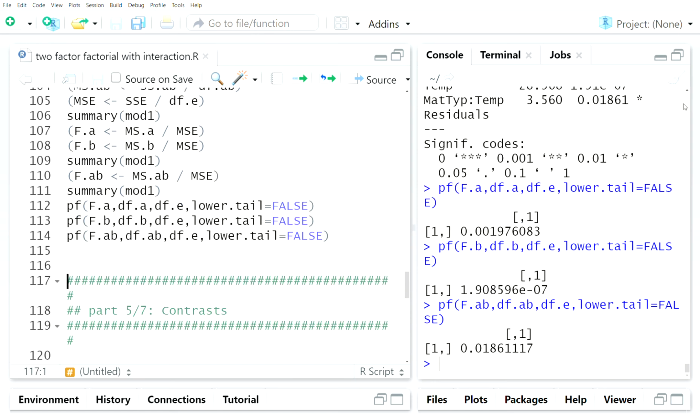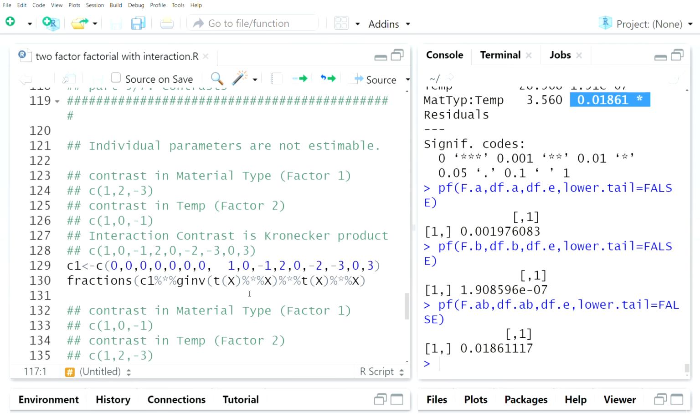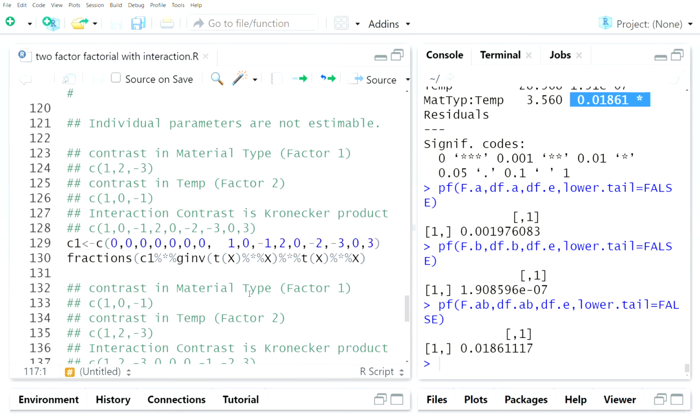The interaction term, same. Isn't that so cool? Now let's look at contrast. And in here, we want to set up a contrast for material, so factor 1 of 1, 2, and -3, and then a contrast for temperature of 1, 0, -1. And the way you have to do it, you have to create these contrast interaction terms.